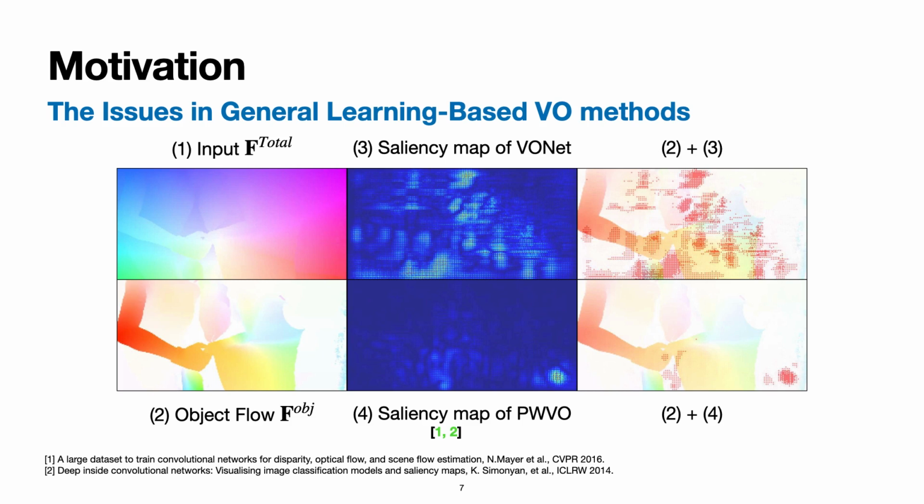This figure compares PWVO and the baseline VONet from the perspective of their saliency maps, which highlight the pixels that contribute to the predictions. It can be observed that the highlighted pixels of the VONet saliency map cover both the object regions and the background. In contrast, the highlighted pixels of the PWVO saliency map only fall on the background. It confirms that PWVO is capable of effectively suppressing the influence of noises. On the other hand, the baseline VONet cannot.